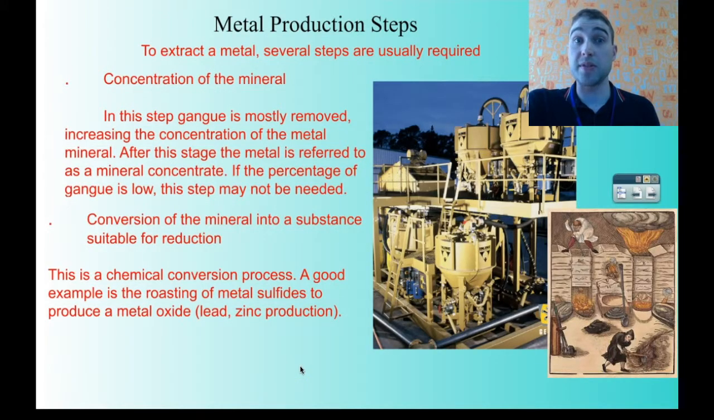So now we'll go through the steps required to extract a metal from its ore. Some metals will use all of these steps, others not, and we'll talk about some of those later on. So the first step is to concentrate the mineral. In this step you're getting rid of the gangue, which is the silicates that are associated with the mineral. So by removing the silicates you increase the concentration of the compound that contains the metal ion for reduction.